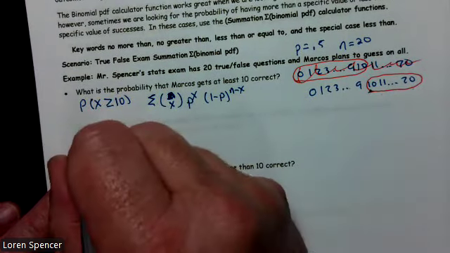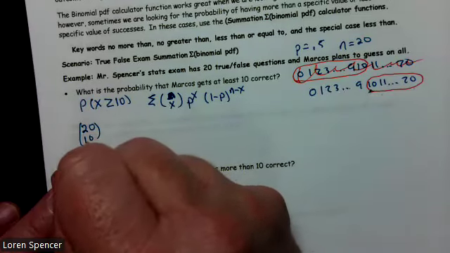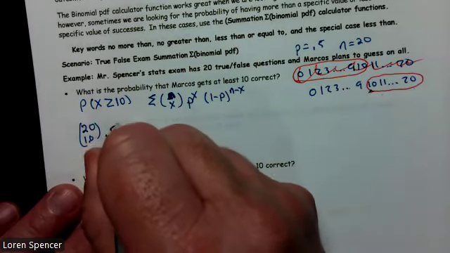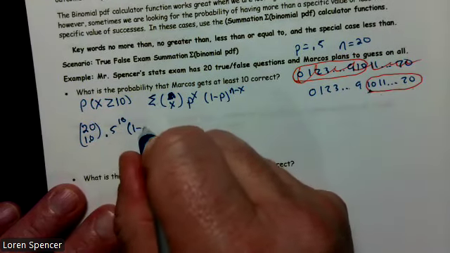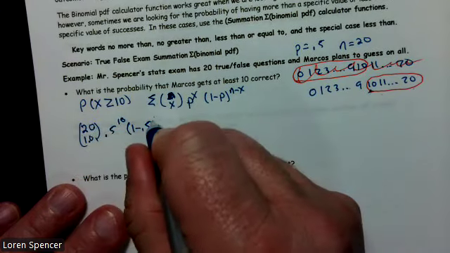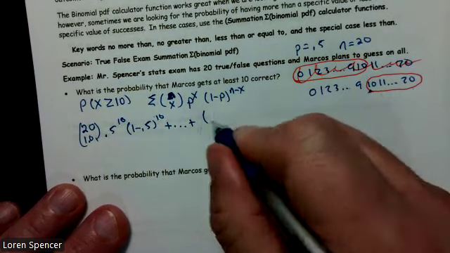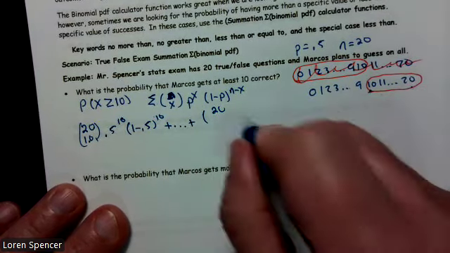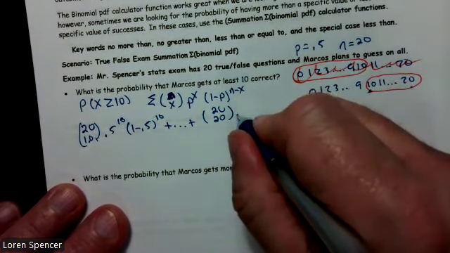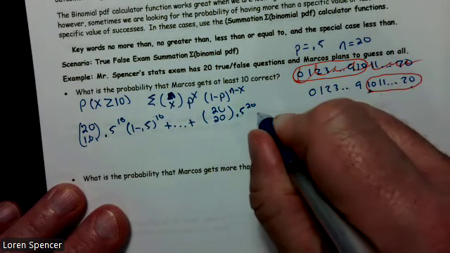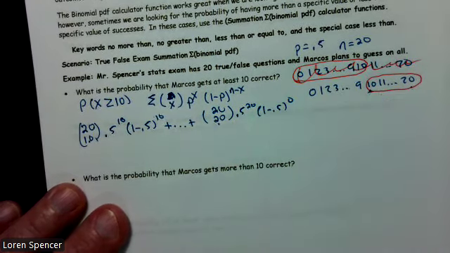So the lowest is going to be 20 choose 10, the number of tries, number of successes, 0.5 to the number of successes, which is 10, that's the lowest, times 1 minus 0.5, and 20 minus 10 happens to also be 10, plus... and the highest value circled was 20, so 20 choose 20, 0.5 to the 20th, 1 minus 0.5, and 20 minus 20 is 0.